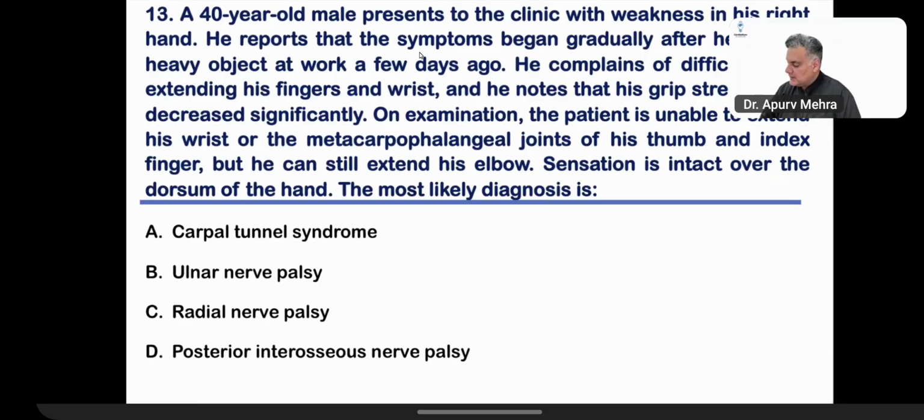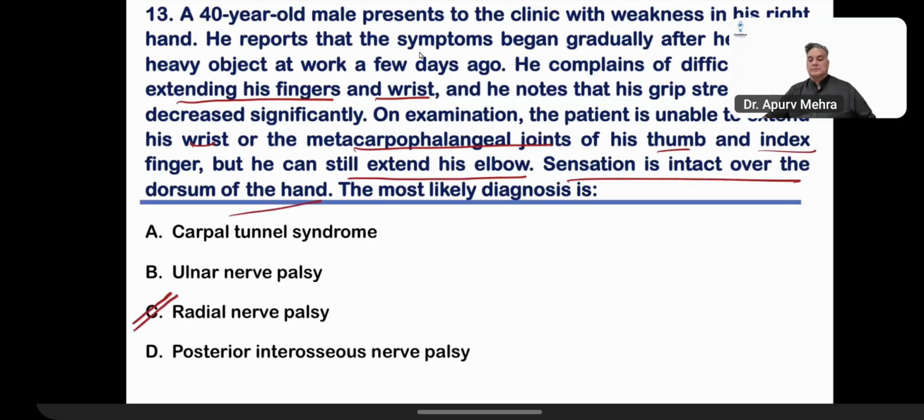He complains of difficulty with extending his fingers and wrist. He is unable to extend his wrist or the metacarpophalangeal joint of his thumb and index finger, but he can still extend his elbow. Sensation is intact over the dorsum of the hand. Answer will be radial nerve palsy. Correct the answer in the question paper. It has to be corrected. Answer is radial nerve palsy.